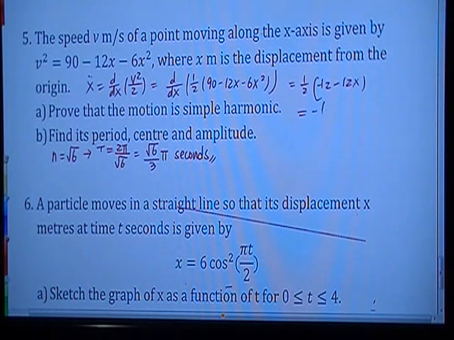Alright, for the center, I just deleted it, but it was minus 6 times x plus 1. So that's x minus the center. So your x naught equals minus 1. So that's the center.